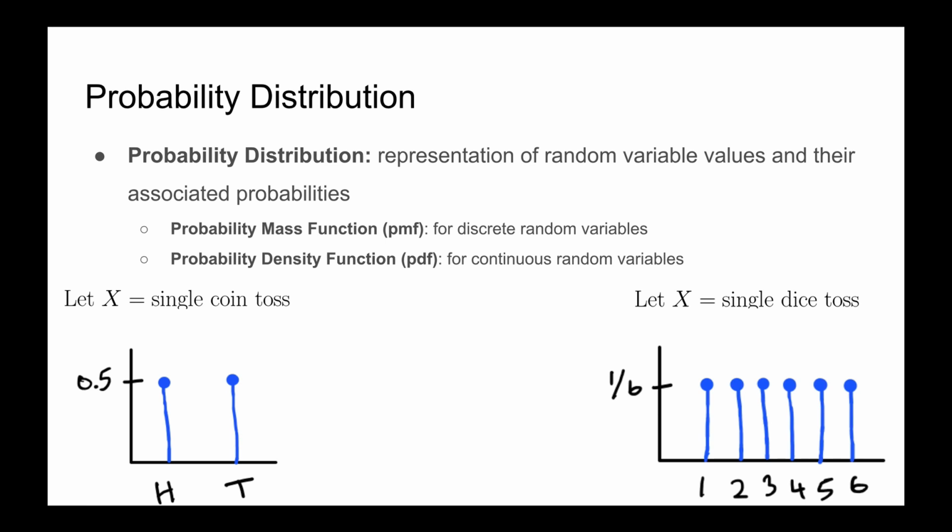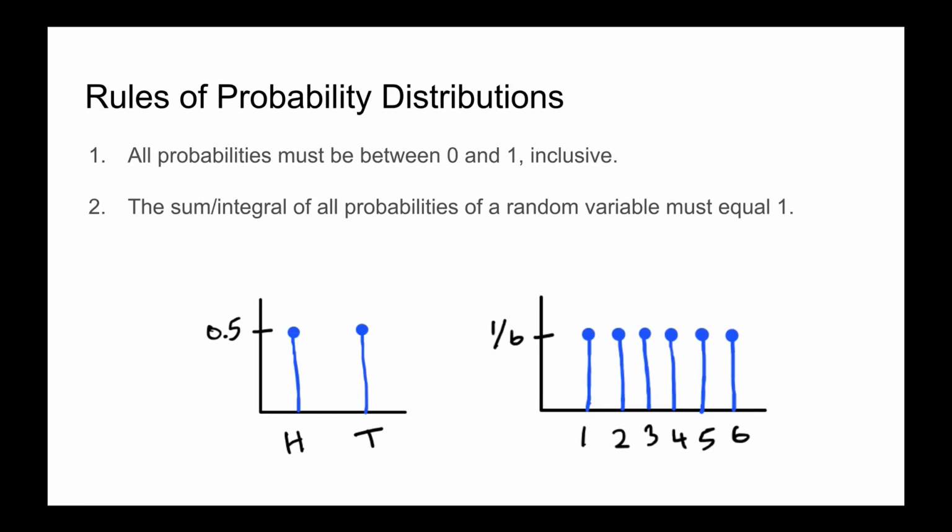So now these probabilities are great, but they have some rules. So let's talk a little bit about some of the rules of these probability distributions. All of the probabilities in a probability distribution have to be between 0 and 1. Probabilities in general have to be between 0 and 1, including both 0 and 1, right? So a probability of 0 is impossible, a probability of 1 is certain. Anything that goes outside of those ranges doesn't really make sense in terms of probabilities.